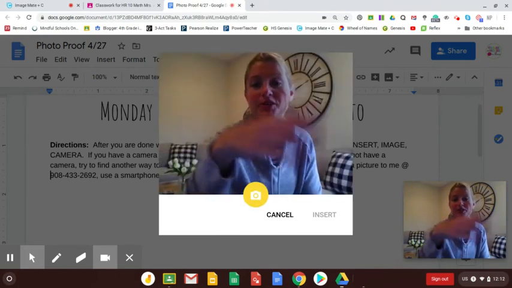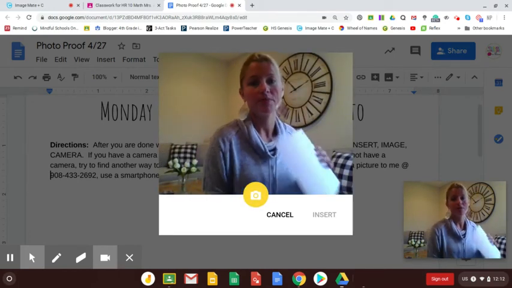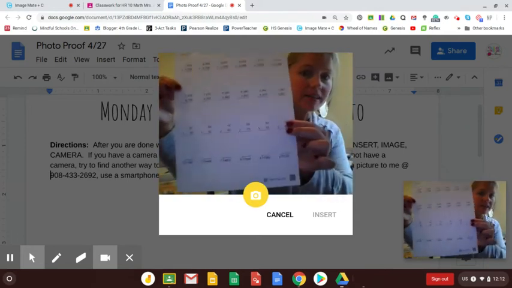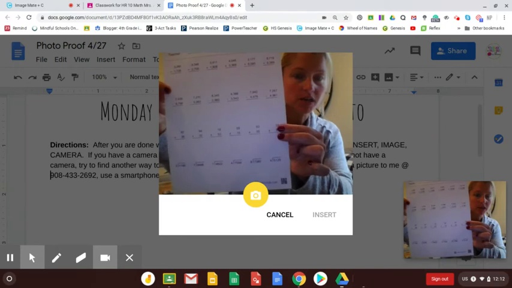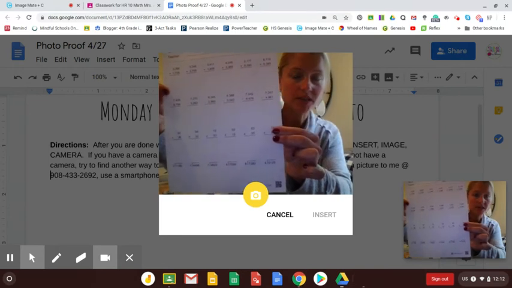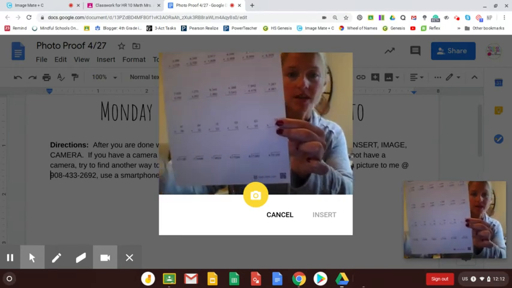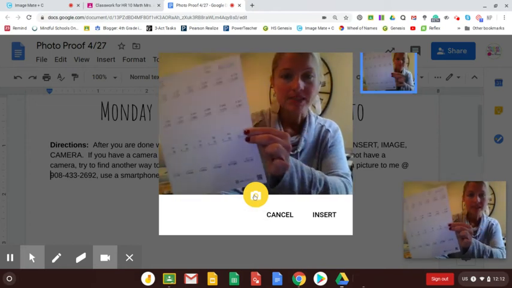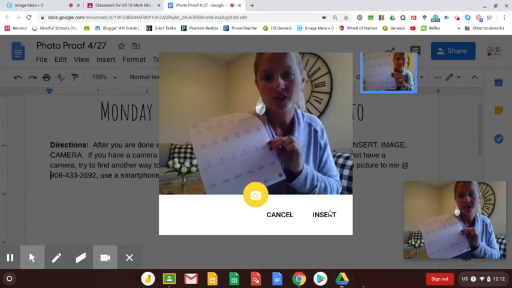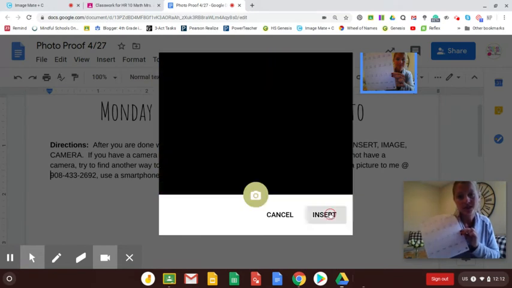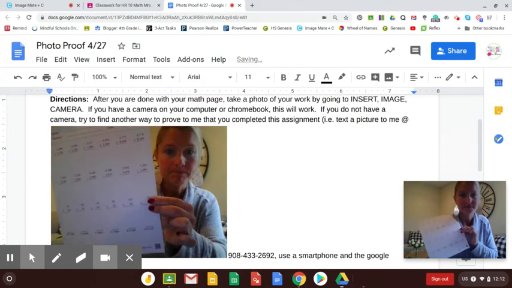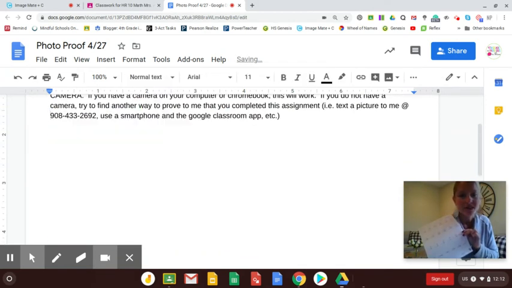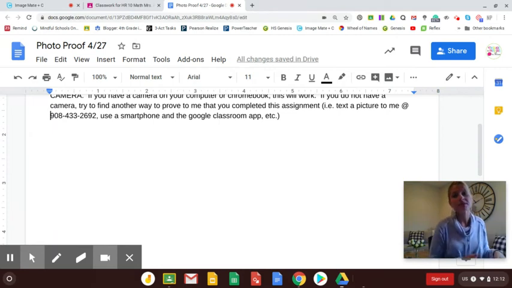Okay, so then you'll have this, and you'll take your math paper, and you'll hold it up to the camera so that I can see all of your work. Okay, you only have to show me this page. I don't need to see the answer key because I already saw that. And then you hit the photo button, and it will take the picture, and then you just hit insert. I'm not going to hit insert. Well, I could insert. Let's see. And see, there I am. All right. But I want to get rid of that. So let's see if I can get rid of that. Okay. So it's as simple as that.